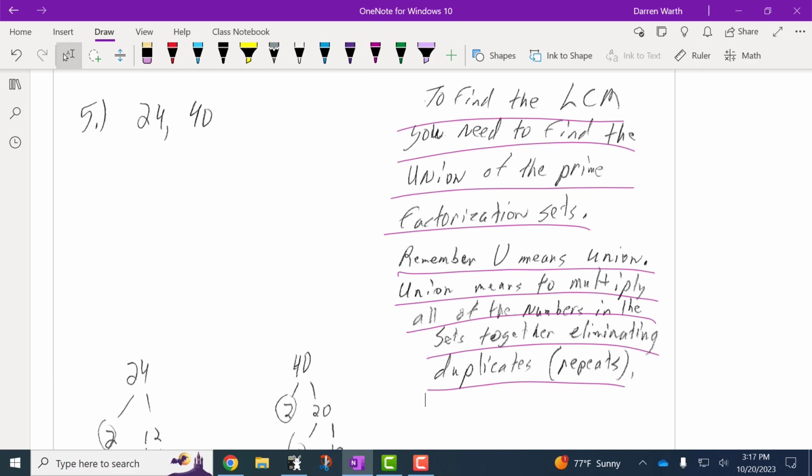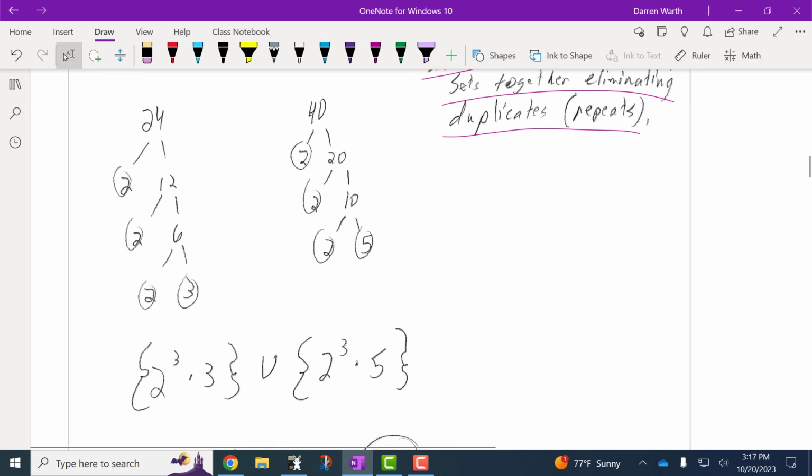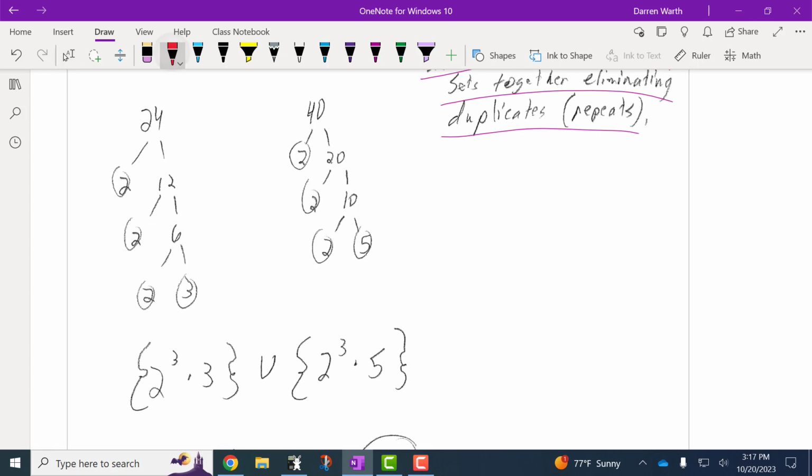So what I'm going to do is my prime factorization of those 2 numbers right here. So I've got the prime factorization of 24. So 24 breaks down into 2 times 12. And that 12 can break down further to 2 times 6. And that 6 can break down further to 2 times 3. So you're going to notice the numbers that make up my prime factorization set: I've got 3 2s and 1 3. So that set becomes 2 to the third times 3.